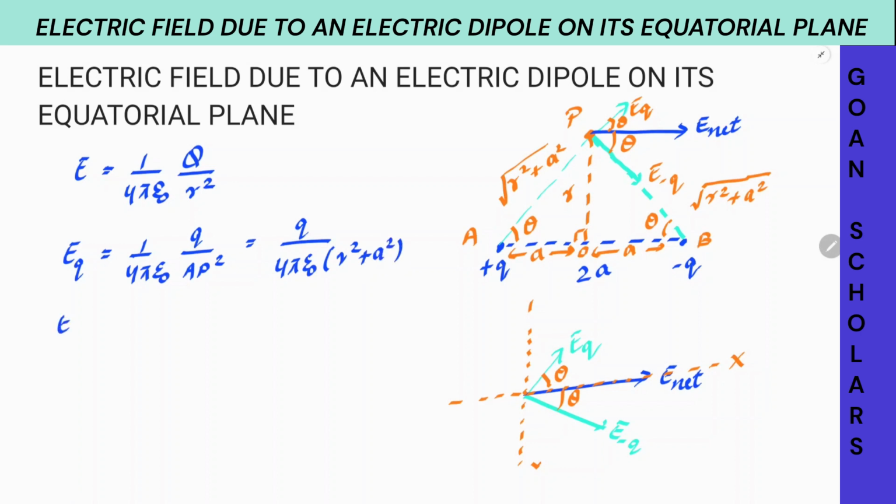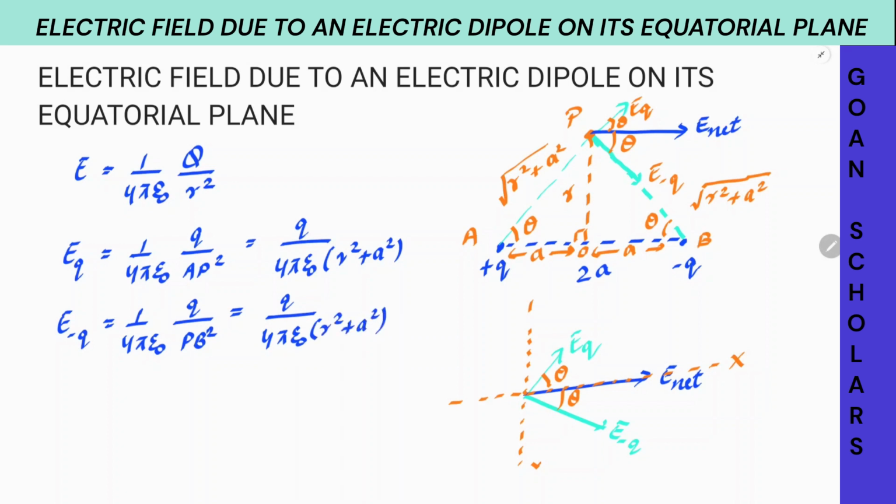Now let's figure out the electric field due to the negative charge. It will be 1 by 4 pi epsilon naught. Be very careful, you will not take the negative sign. Why? Because we have already considered it in the direction. If the second charge were not negative, your arrow would be outward, right? So you have already considered the negative sign there. So that's why PB square, and PB is again the same. So q upon 4 pi epsilon naught, r square plus a square once again.